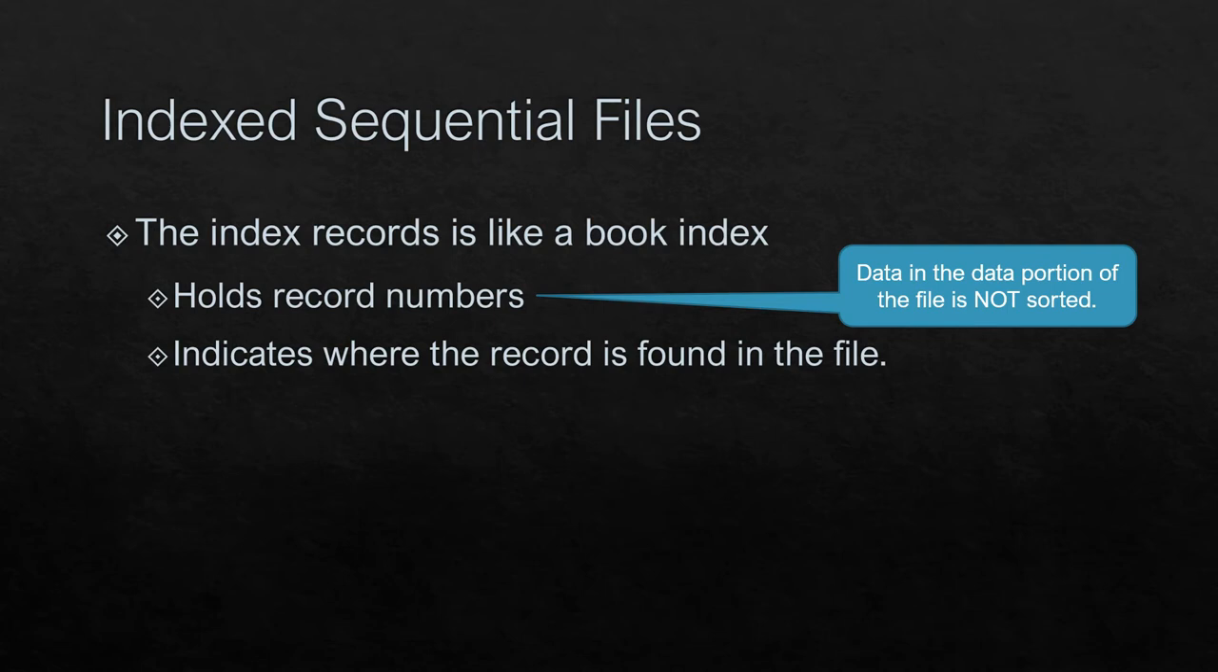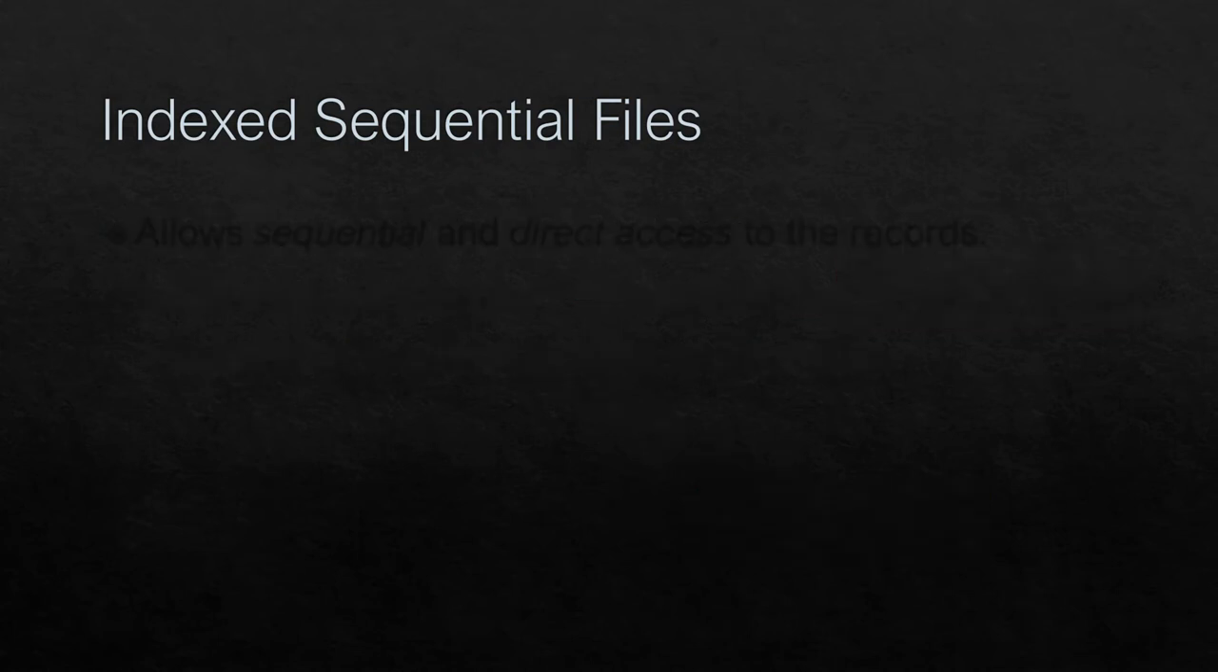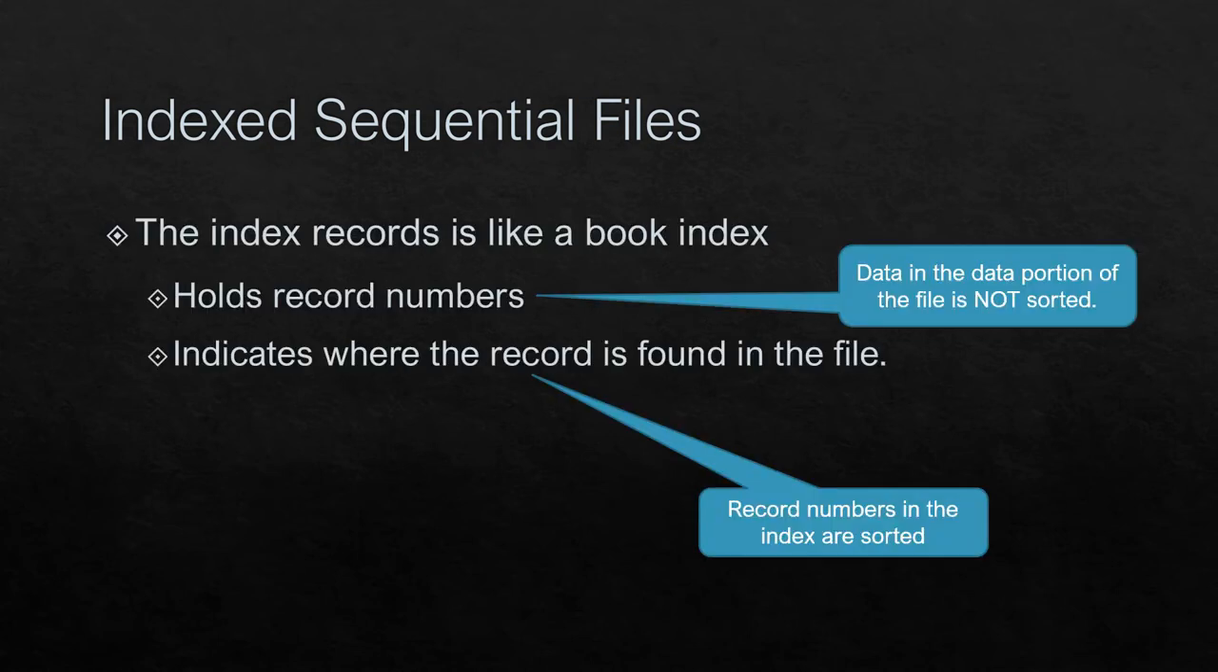So you can think of an index in a book: you've got the keywords there, and then there's reference to which pages you find those on. The pages that you refer to could be in any order in the book, though. So the index is clearly sorted, the data portion of the file is not sorted.